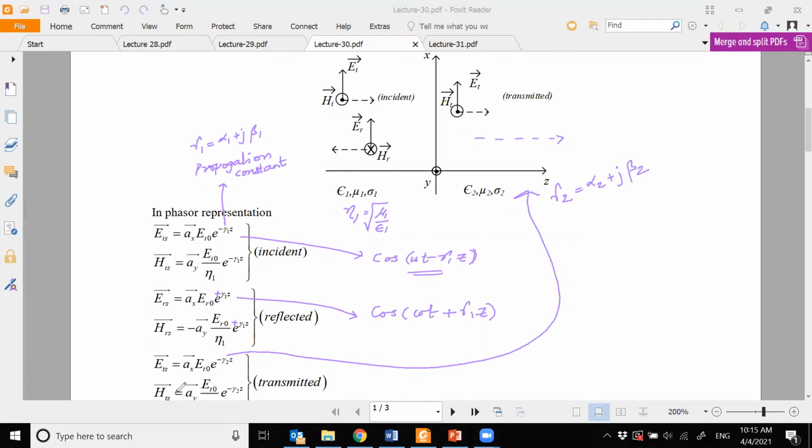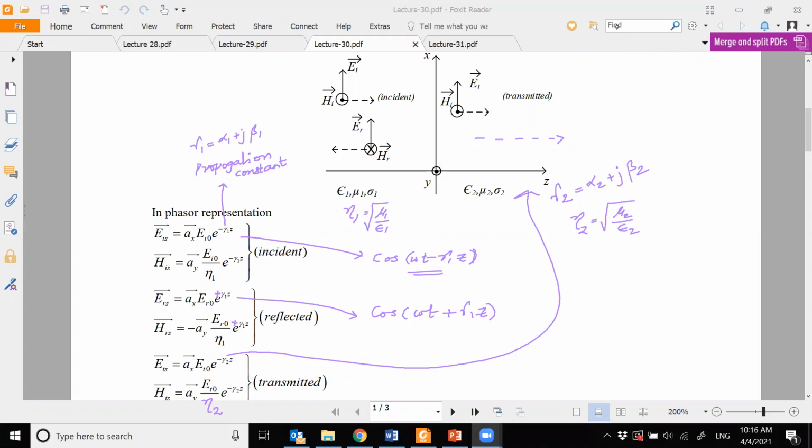And you have your magnetic field. HTS is AY ET0 over eta 2, e power minus gamma 2 Z. And what is your eta 2? It is the characteristic impedance of your medium 2, square root of mu 2 over epsilon 2. Okay, so this is how we got all our electric field expressions, which are the incident, the reflected, and the transmitted field.